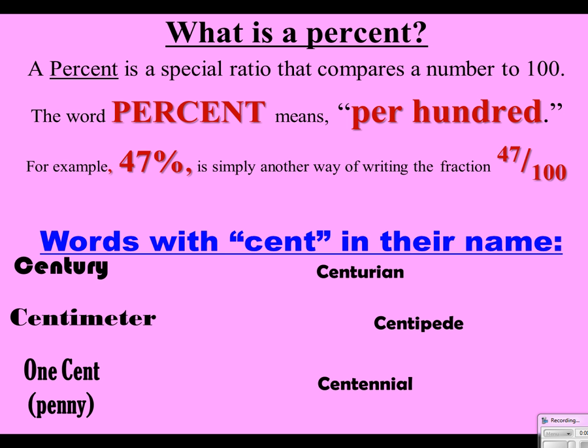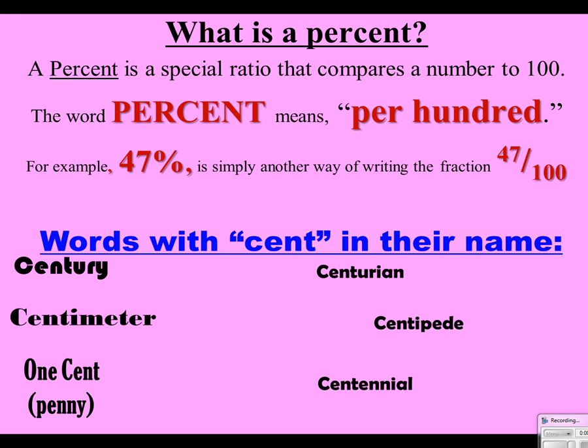Okay, so what is a percent? Now go ahead and write this in your notes. A percent is a ratio, a special ratio that compares a number to 100. The word percent literally means, if you take out the Latin roots of it, per hundred, out of 100, or of 100. For example, 47% is simply another way of writing the fraction 47 hundredths.